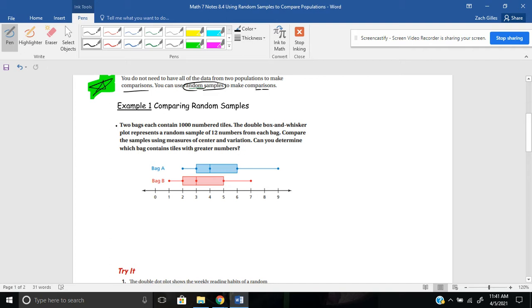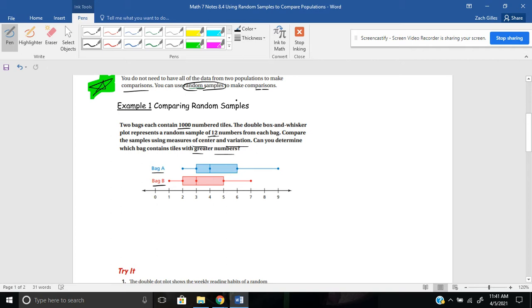For our first example, it says 2 bags each contain 1,000 numbered tiles. So here's bag A and here's bag B, and they have numbered tiles in them. It says the double box and whisker plot represents a random sample of 12 numbers from each bag. Compare the samples using measures of center and variation. And can you determine which bag contains tiles with greater numbers?